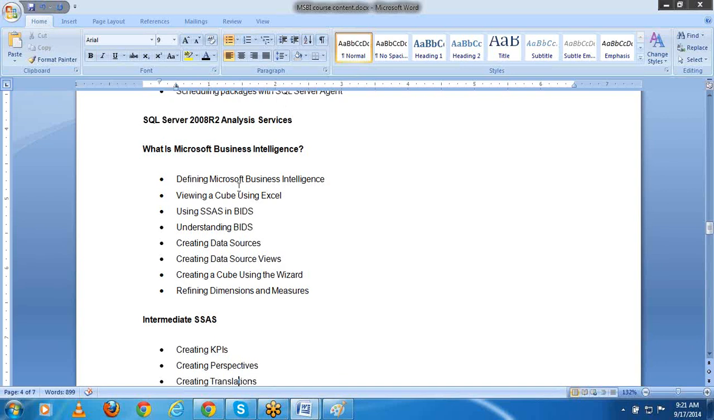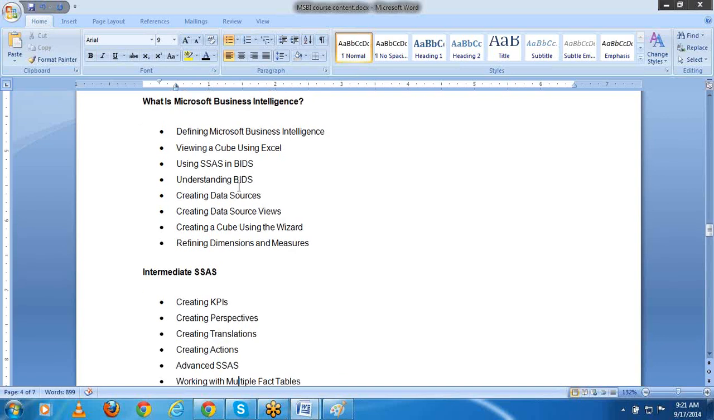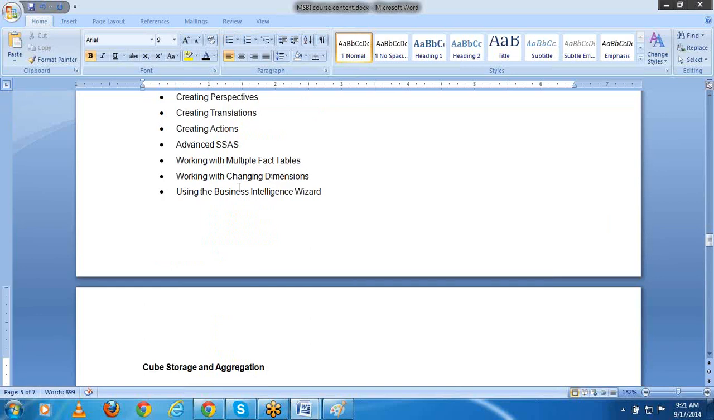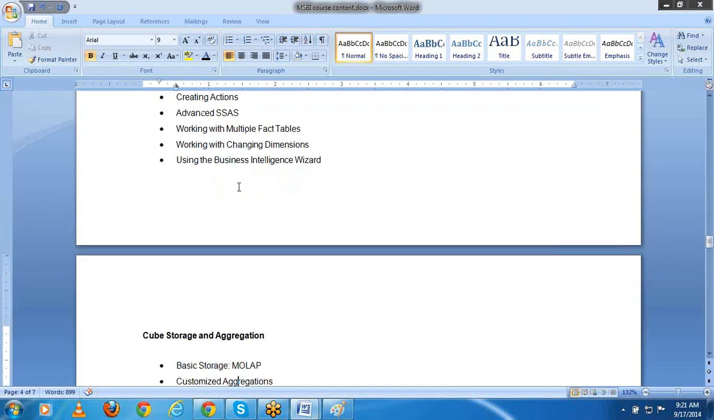So how do we develop SSAS projects? How do you develop cubes? How do you develop dimensions? How do you develop facts? And how do you relate them? And what are the KPIs? What are the calculations? What is perspective? These are all things which we are going to show.